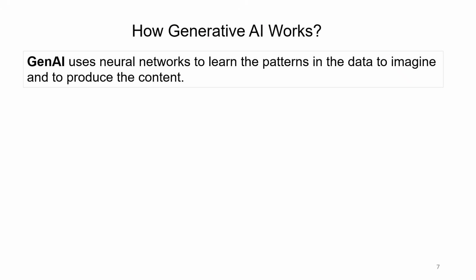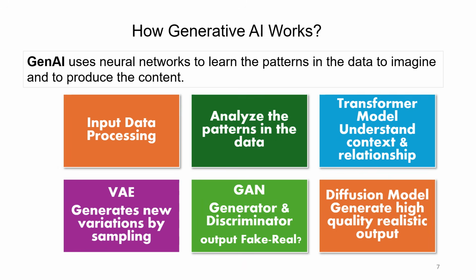Let us understand how Gen AI works. Gen AI uses neural networks and transformer models to learn the patterns in the data to imagine and produce the content. It understands the patterns in the input data that is fed to the system. If 100 human faces are fed to the system, Gen AI can generate a new face. If thousands of musical notes are fed to the system, Gen AI can generate new music.